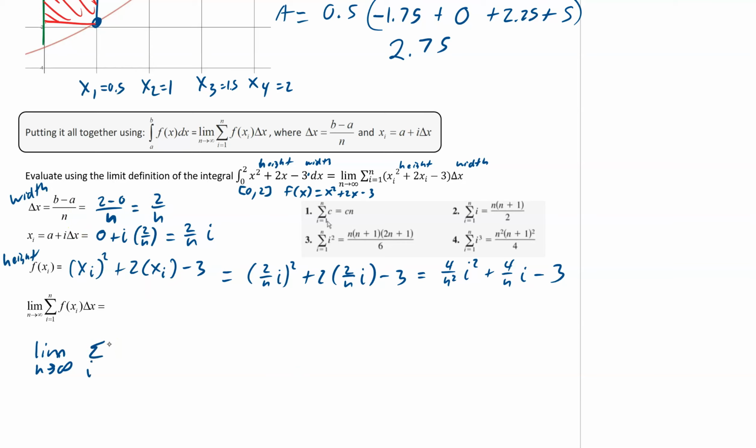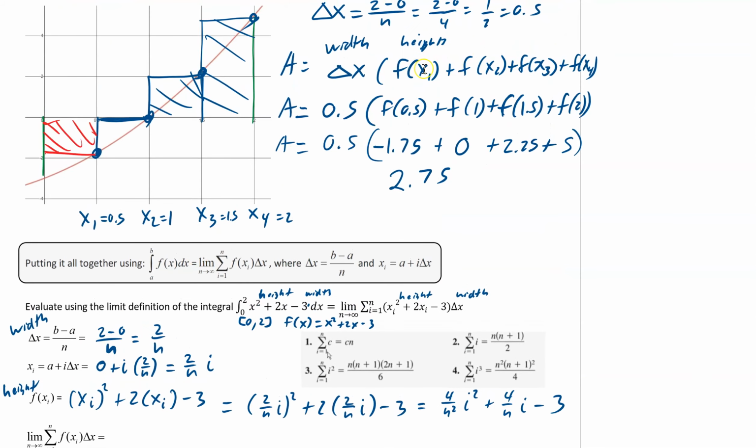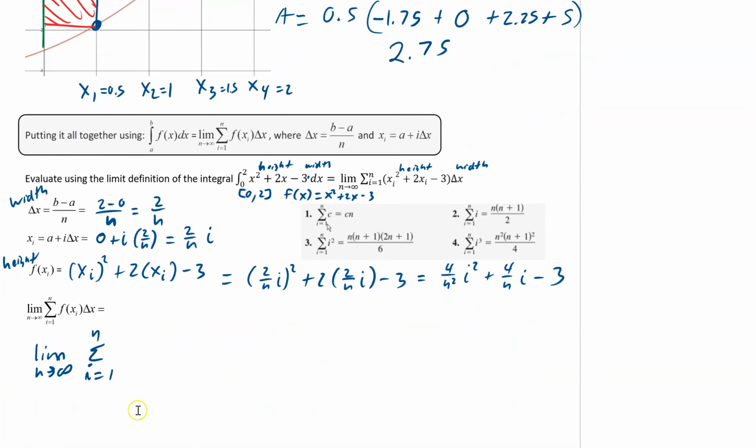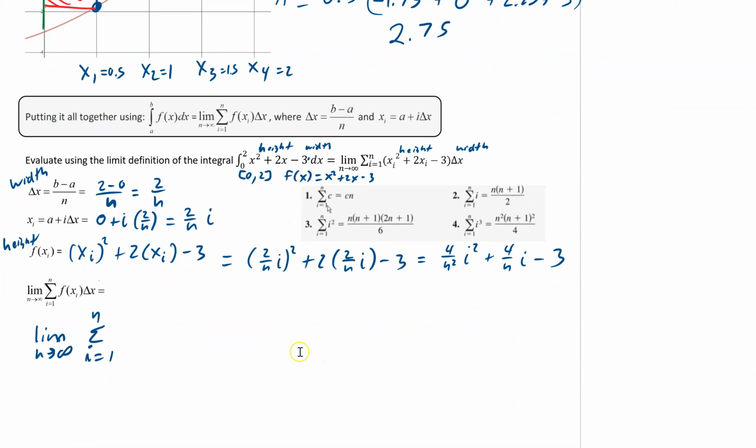The sum of all of it, remember we have to put the sum in there from 1 to n, because that's up here. So it's the sum of all of our heights times the width, and then the limit of all of those rectangles as n goes to infinity. So we plug it in now.